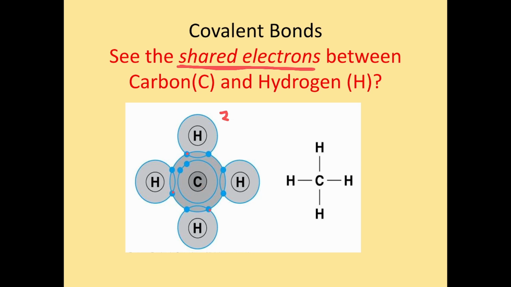Carbon wants 8, but carbon normally only has 4. 1, 2, 3, 4. Okay, that's close enough. And then each of those hydrogens, they just have the 1. But if they're sharing, we get 1, 2, 3, 4, 5, 6, 7, 8. That gives carbon 8. That makes it happy. Hydrogen has the 2. Each hydrogen has 2. They're all happy. Those are covalent bonds. They're sharing those electrons with each other.